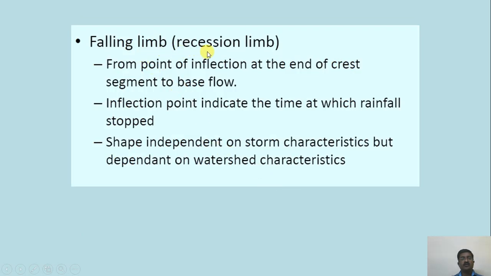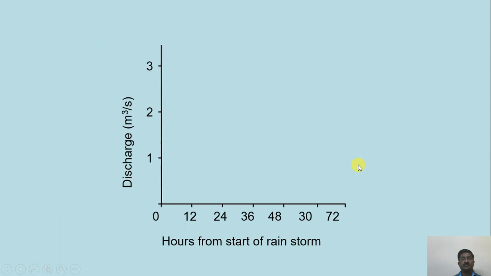Then the falling limb, which is also called the recession limb, runs from the point of inflation at the end of the crest segment to the base flow. The inflation point indicates the time at which rainfall stopped. Its shape is independent of storm characteristics but dependent on the watershed characteristics. So here, watershed characteristics are very important in the shape of the hydrograph.